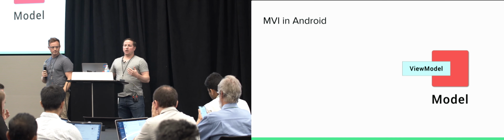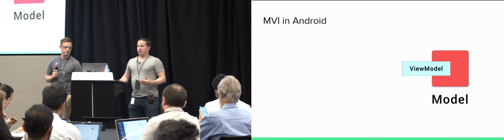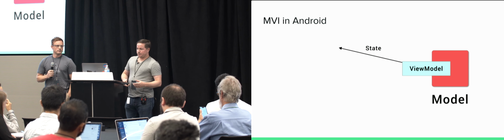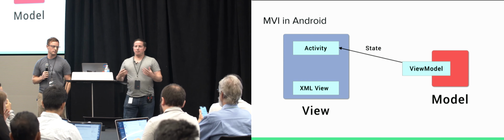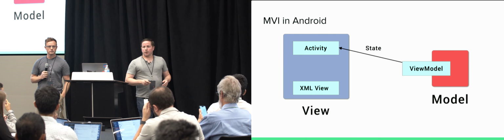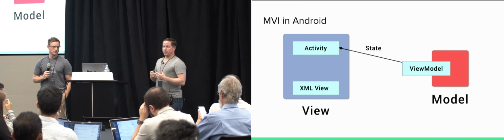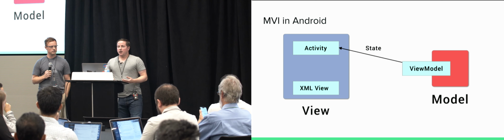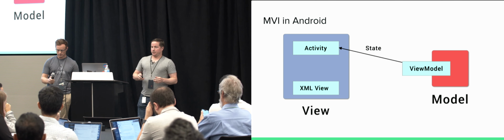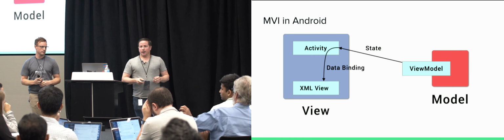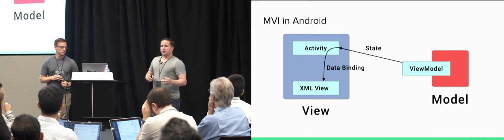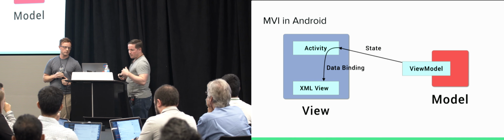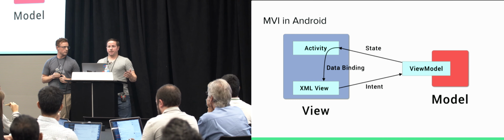The view model consolidates changes and listens for changes within the model and processes those so they can be emitted to the view via state. The state is then consumed by the view. In our presentation here, our view is composed of an activity and an XML view. You can likewise use a fragment or another view, but we're specifically using XML views and using data binding here as a simplistic way to allow actions to be emitted from the XML. And then we have our intents being emitted from this.